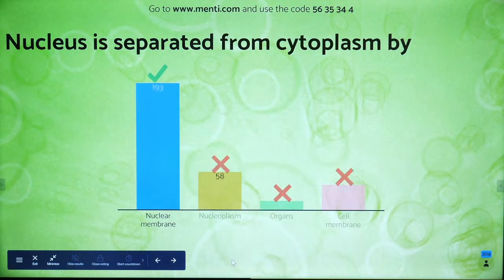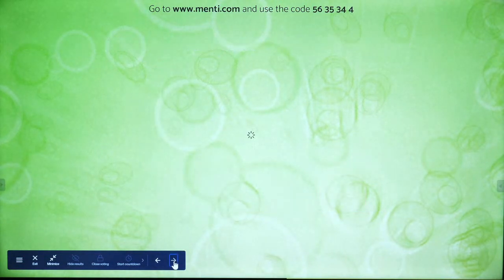Amazing. So it is the nuclear membrane. It is the nuclear membrane that separates the nucleus from the cytoplasm. So guys, that is the nuclear membrane, which is not present in prokaryotes.